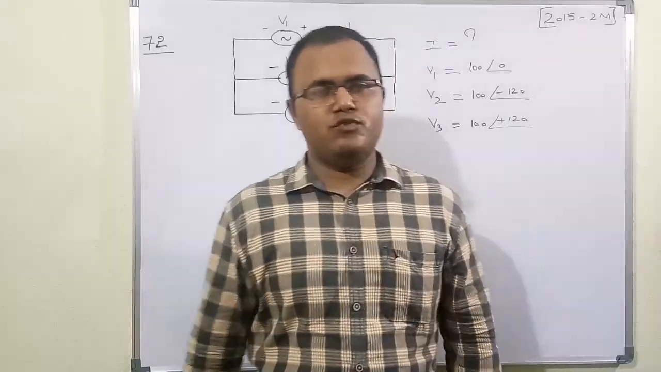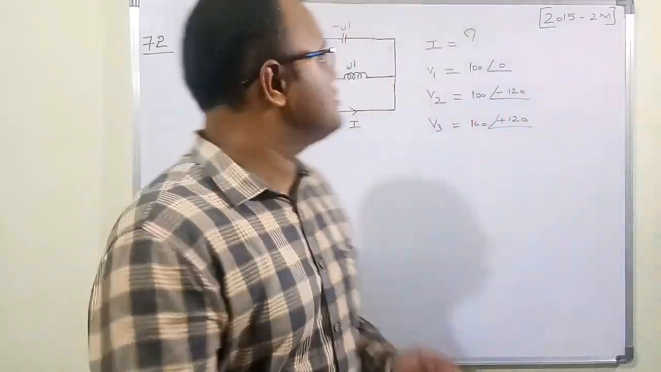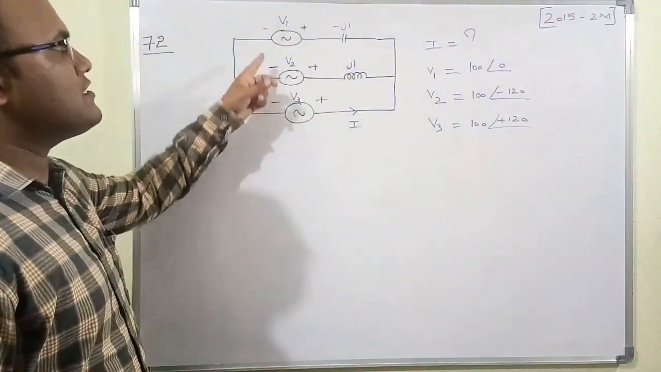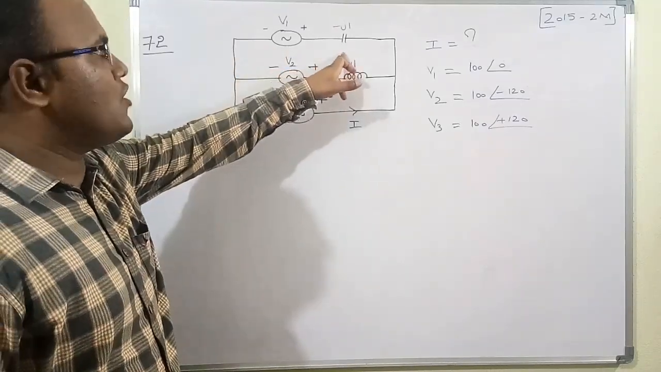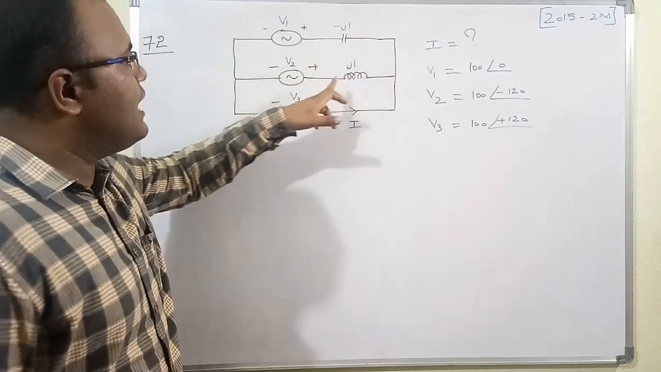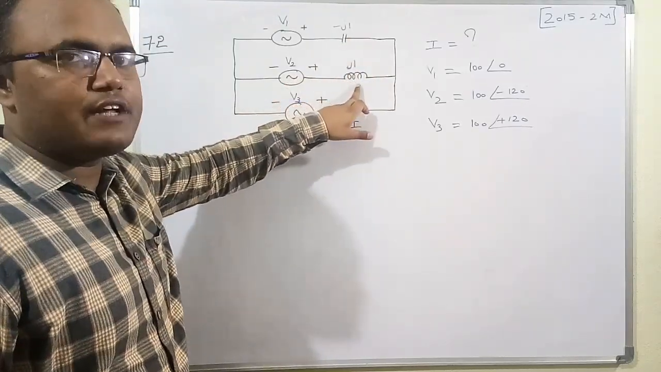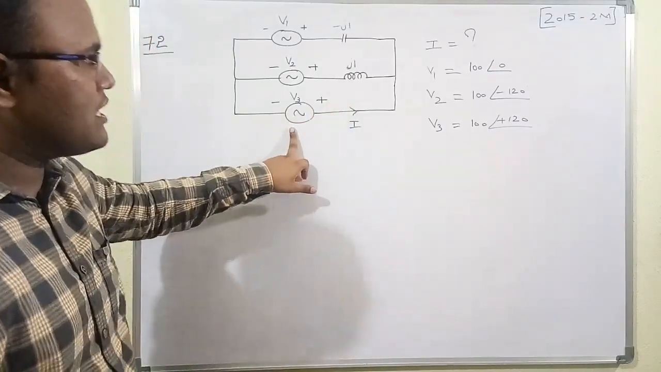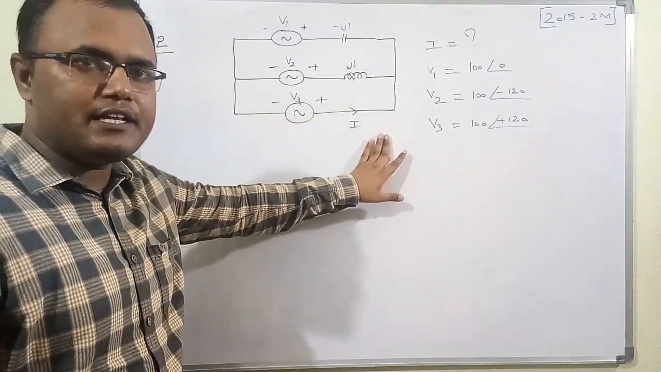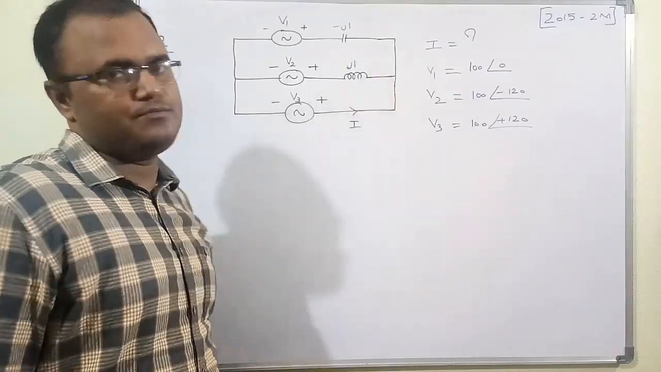So now let's move forward to the other numerical. The question number is 72. In this question, there are three AC sources. The first AC source is connected to a capacitor of reactance minus j1 ohm, and the second AC source is connected to an inductor of reactance j1 ohm, and the third AC source is not connected to any resistor or impedance. It is directly connected to the circuit.